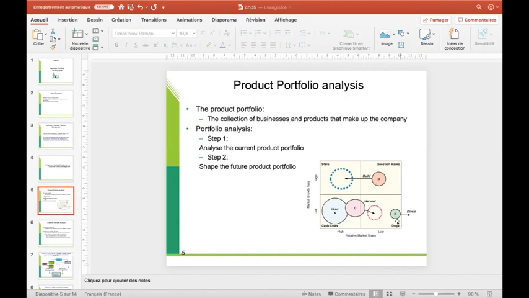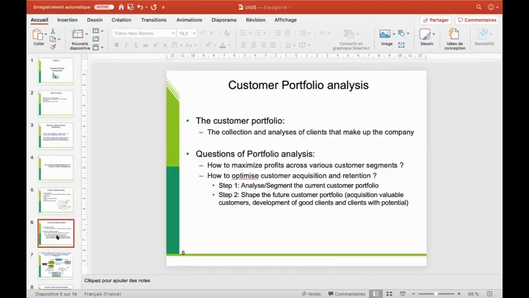These are product portfolio analyses, which are done to allocate resources according to the value of the segments. This was used for a long time in product management. The philosophy of product portfolio analysis is the same for customer portfolio analysis. A customer portfolio is a collection of clients that make up the company. So the idea is to collect and analyze data about customers to see who the best customers are. And the questions of the portfolio analysis are the same as for product portfolio analysis.